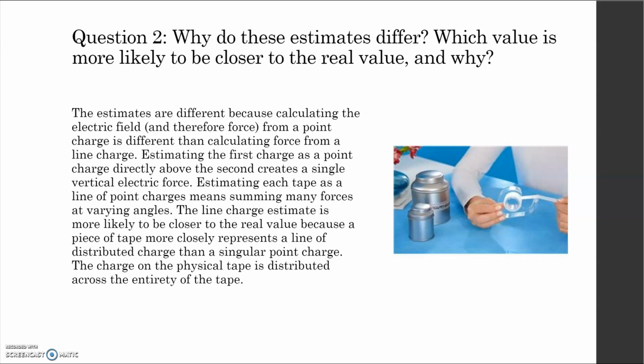The line charge estimate is more likely to be closer to the real value because a piece of tape more closely represents a line of distributed charge than a singular point charge. The charge on the physical tape is distributed across the entirety of the tape.